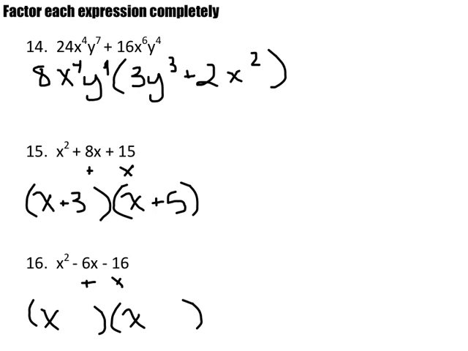We have x and x. Our last term is a minus, so one will be positive and one will be negative. Two numbers that multiply together to be negative 16 but add to be 6. That would be a positive 2 and a negative 8.